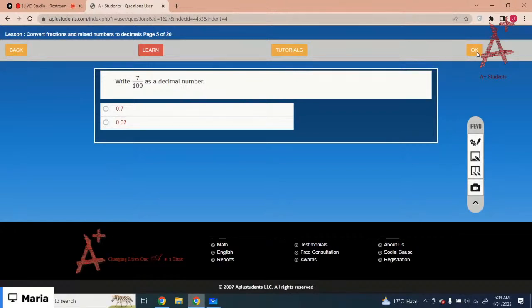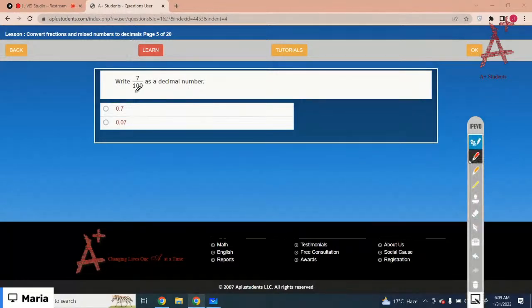Like this one, write 7 divided by 100 as a decimal number. In the denominator, you have two zeros. Got it? That means the answer must have two decimal places. Two decimal places means right after the decimal point, you have two numbers. So it would be 0.07. The correct option is option number 2.